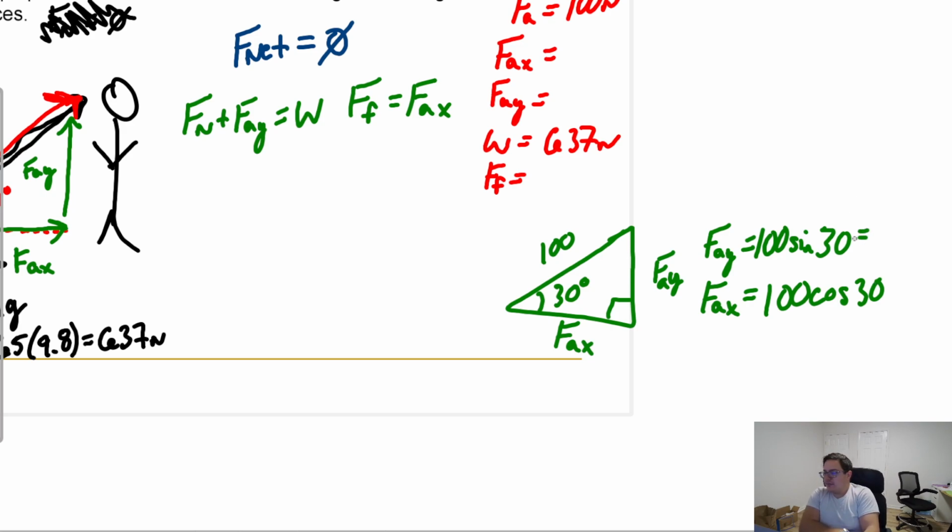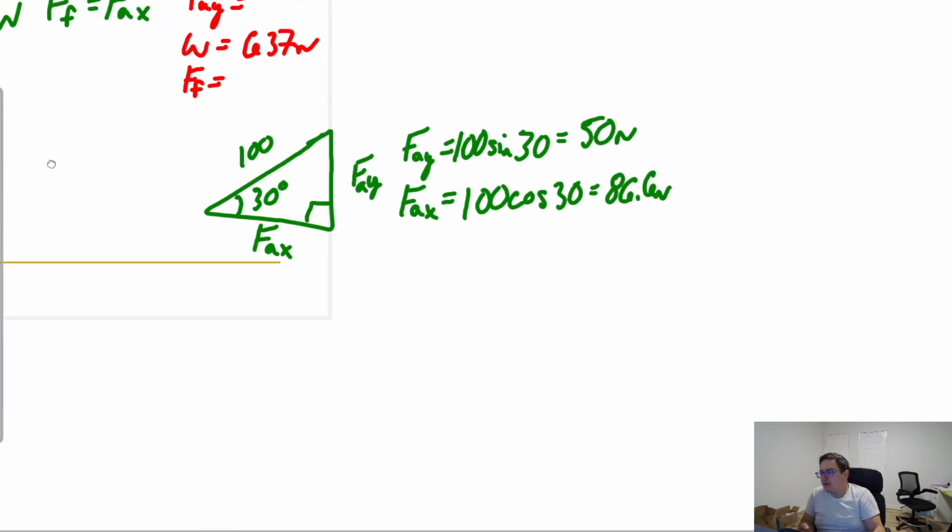But what does this mean? 100 sine 30 is going to be 50. I should have known that. And then 100 cosine 30 is going to be an ugly number: 86.6.